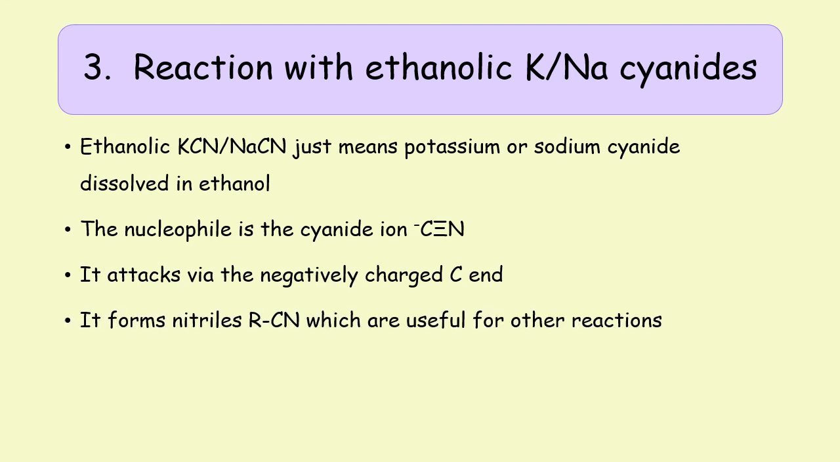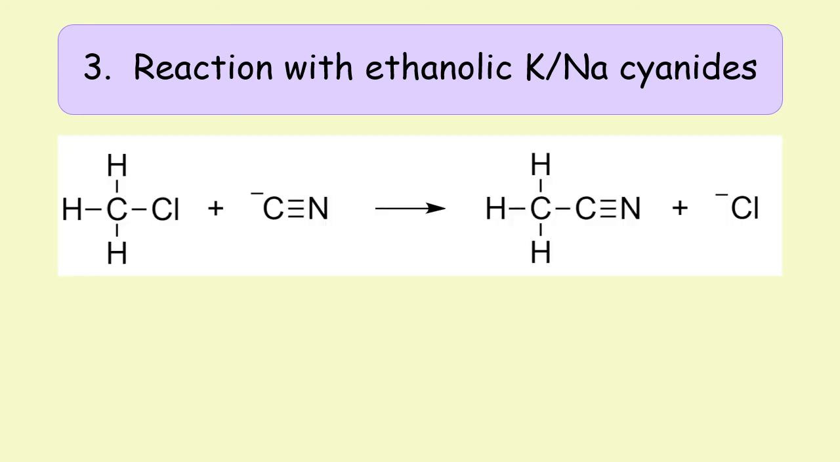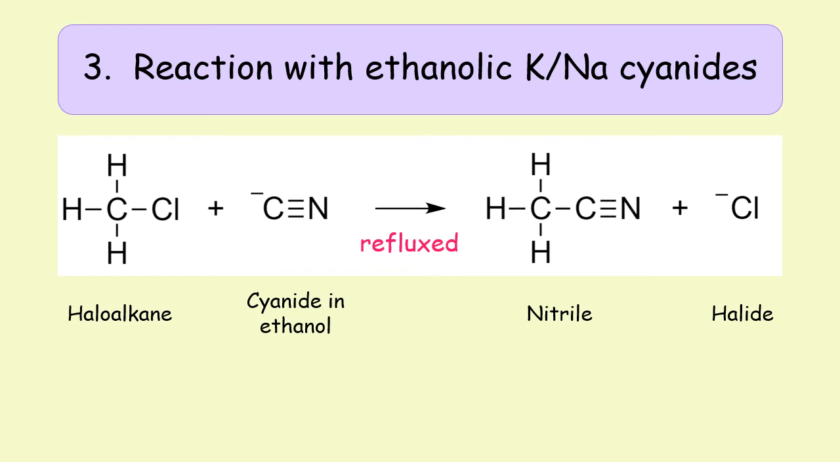And it forms nitriles, and nitriles are really important because a nitrile can be turned into a carboxylic acid. If you ever see over the course of a reaction the length of a molecule increasing by one carbon atom, the only reaction at Advanced Higher that can extend or make a chain longer by one carbon is nitrile formation. So in this reaction, we have our haloalkane, we have our cyanide group, which is dissolved in ethanol, and the final molecule is called a nitrile, and we get our halide ion again.